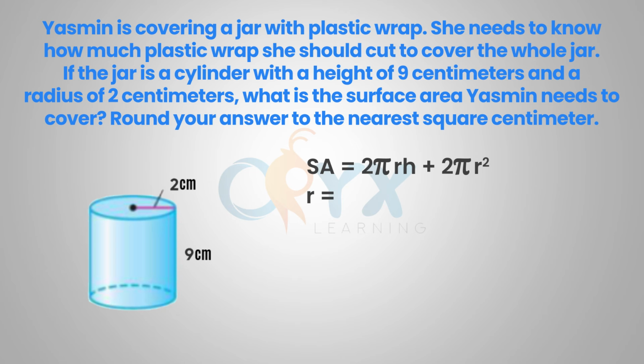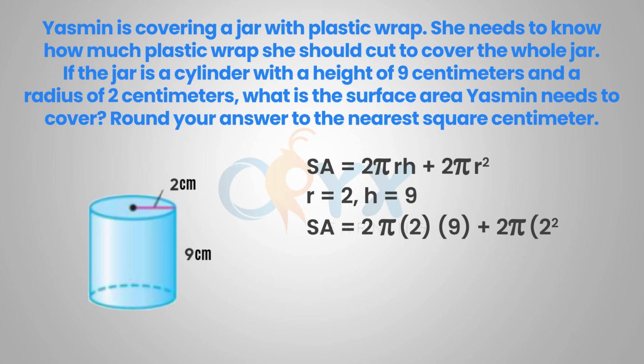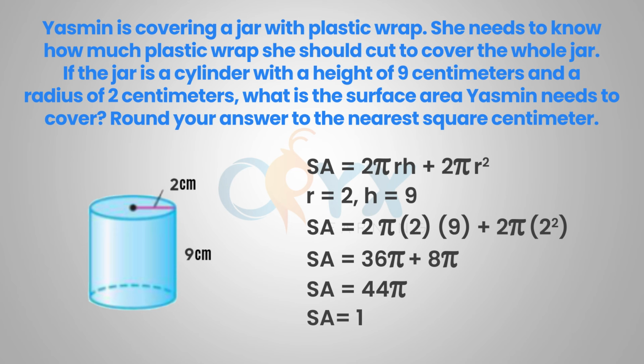Substituting those values in for r and h, we'll get a surface area that's 2 pi times 2 times 9 plus 2 pi times 2 squared. This simplifies to 36 pi plus 8 pi. 36 pi plus 8 pi is 44 pi, and multiplying 44 times pi, we'll get a surface area that's 138.2301. Rounding to the nearest square centimeter, we'll get the surface area is approximately 138 centimeters squared.